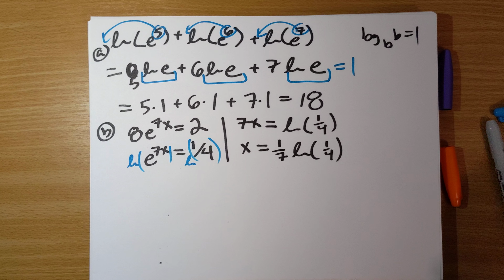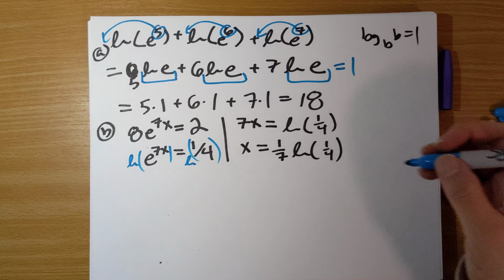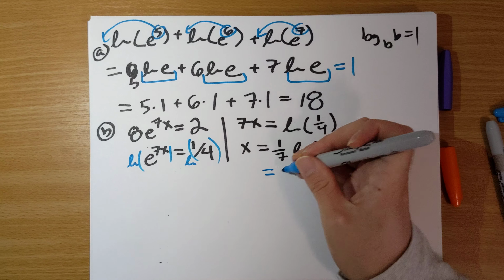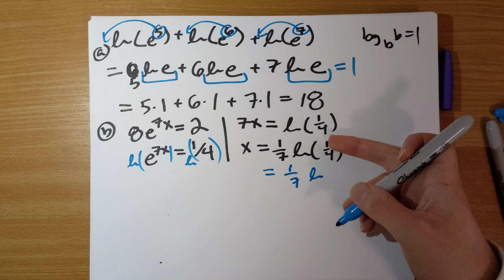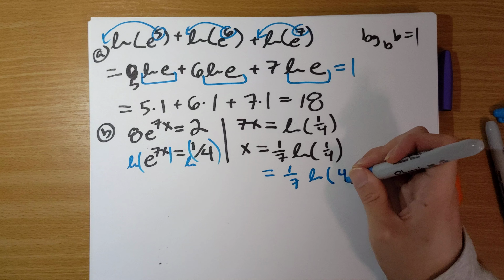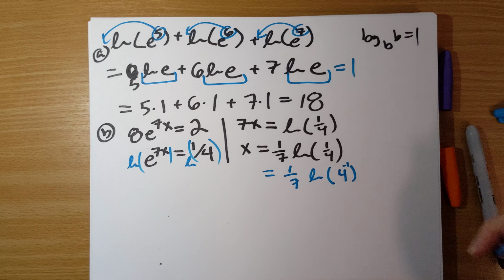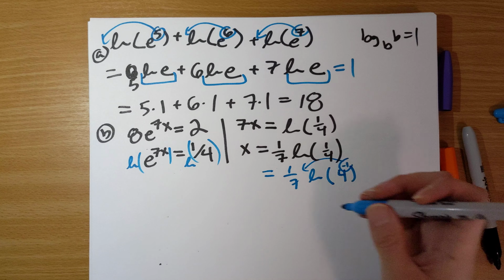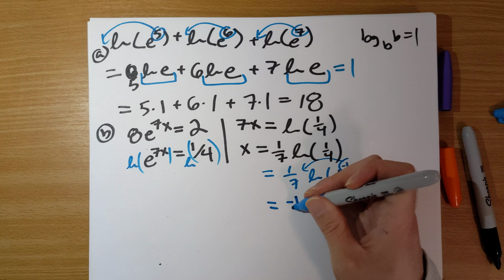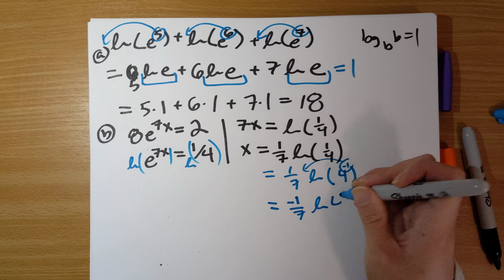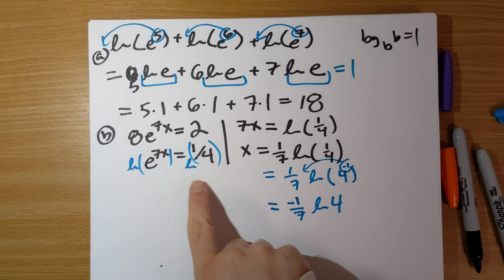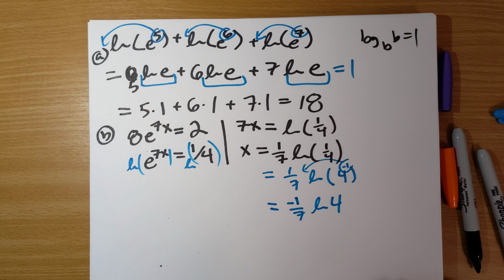There is one change that we could make here if we wanted to, which is we could rewrite the 1/4 here as 4 to the negative first power. 1/4 is 4 to the minus 1. And then we can bring that minus 1 out in front and say this is negative 1/7 natural log of 4. These are equivalent answers here.